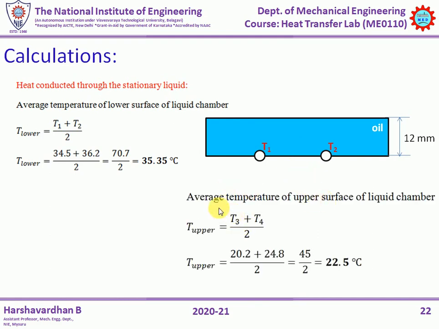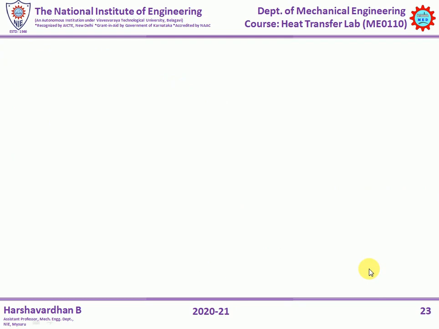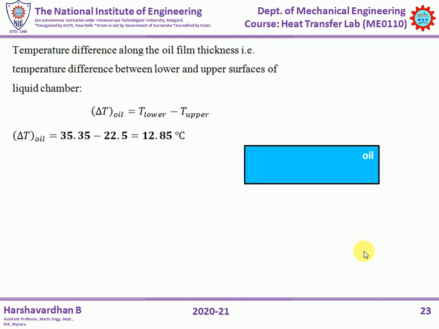And then we are going to find the average upper surface temperature. The average upper surface temperature can be obtained by taking the average of the T3 and T4 thermocouple readings, so that we are getting it as 22.5 degree centigrade. Therefore, now we can take T lower as 35.35 degree centigrade and T upper as 22.5 degree centigrade, and over a length of 12 mm, or an oil film thickness of 12 mm, there is a temperature drop. This temperature drop has been calculated by taking delta T oil equal to T lower minus T upper, which was found as 12.85 degree centigrade.